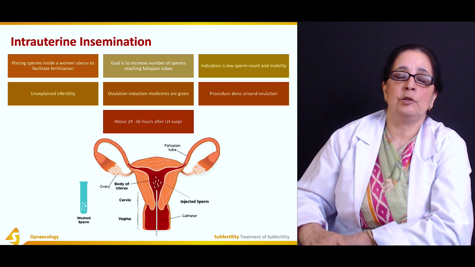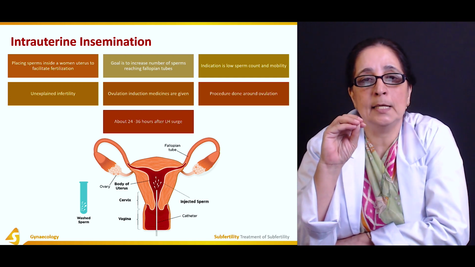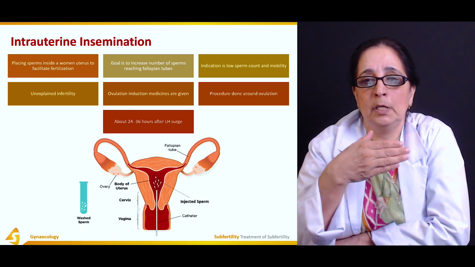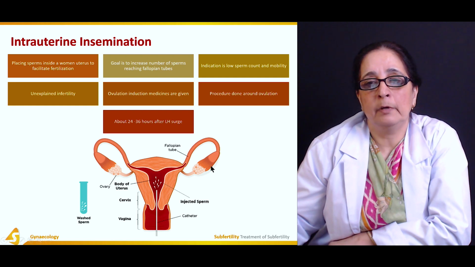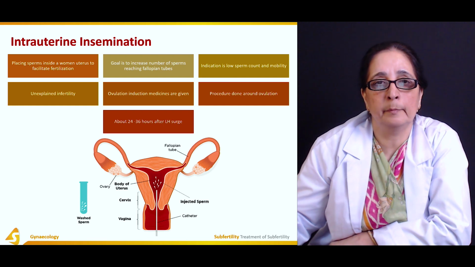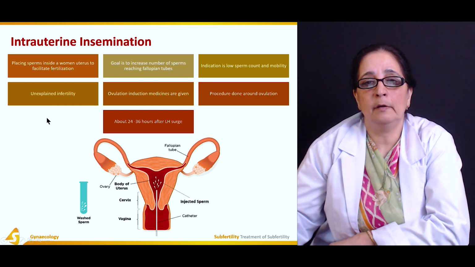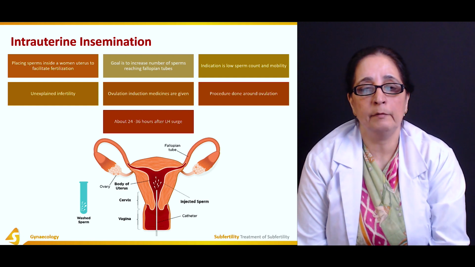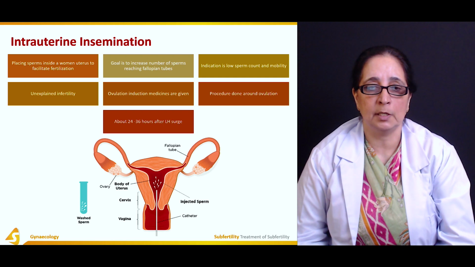So in intrauterine insemination, sperms are directly placed into the uterus, so they have direct access to the ovum. Indication is mainly in cases where there is a low sperm count and low mobility of the sperm, if there is unexplained infertility, if there is thickening of the cervical mucus. These are all very common indications in which intrauterine insemination is done.